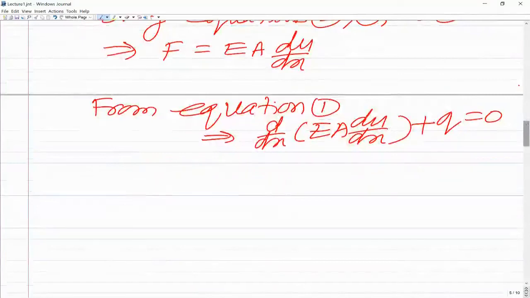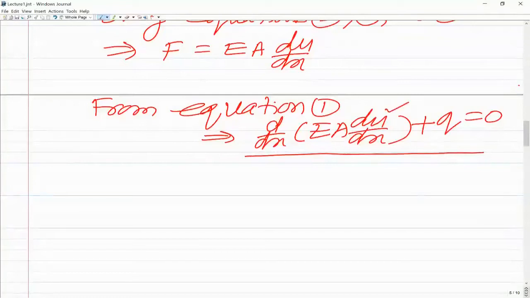If EA is constant, although EA in general could be a function of x, either the Young's modulus might vary along the length, or the cross-sectional area might vary, or both might vary. But if the cross-section is uniform and the material is the same throughout the length, then EA would be constant, and you can take it outside. Otherwise, this differential equation is in this form. Here u is your unknown primary variable, and this differential equation involves the second derivative as the highest derivative of u, so it is a second order differential equation. We call this the governing differential equation.